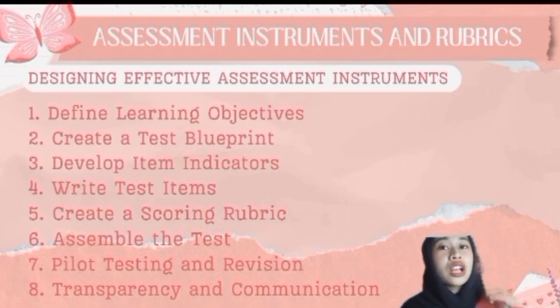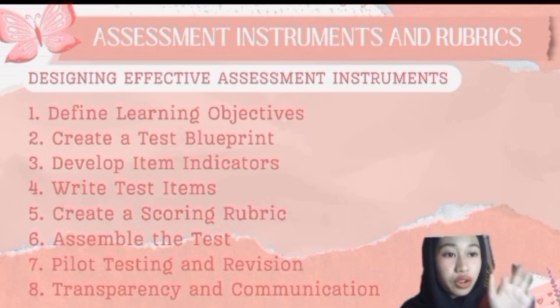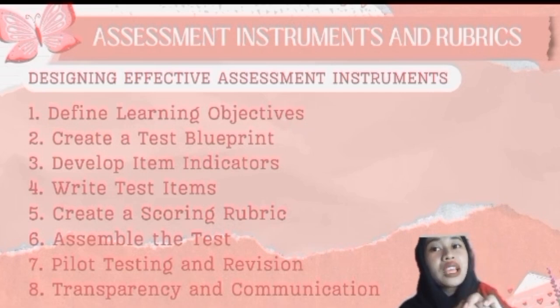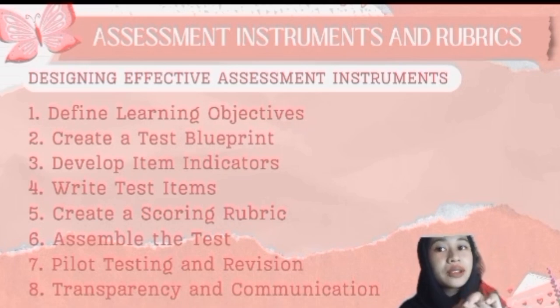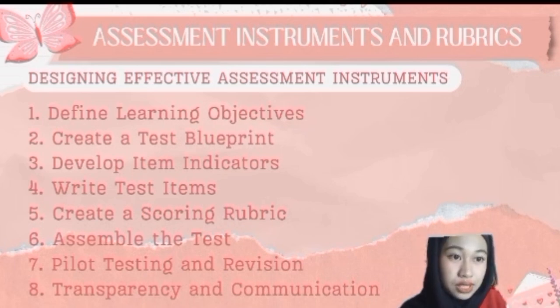Item indicator, after create the test blueprint, formulate item indicator that consists of two competencies. First is stimulus. Two is question. Four is write test item. Test item is create test item based on the item indicator that have been developed. 5 is create a scoring rubric. A scoring rubric is develop a scoring rubric that serves as a guide for assigning score to each student response.